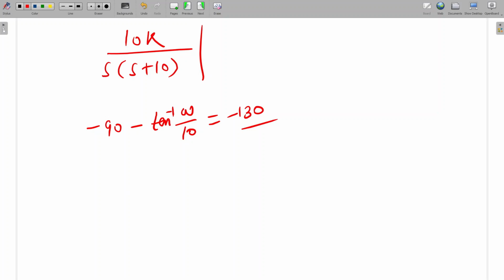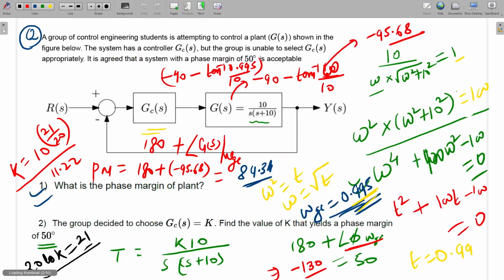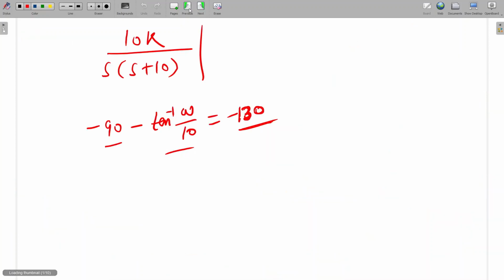Is it clear up to now? We have already solved omega in MATLAB also. Here also we can see minus 90 minus this one should be equal to minus 130. Then only it will be 50 degree of phase margin. Phase margin of 50 degree is required. So the angle should be minus this at that omega value. So what will be that omega value that we'll calculate here?